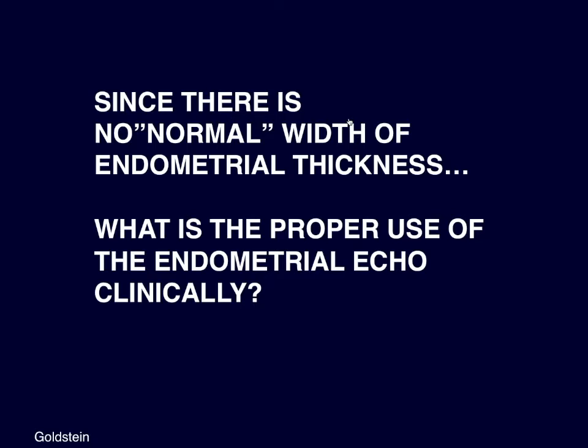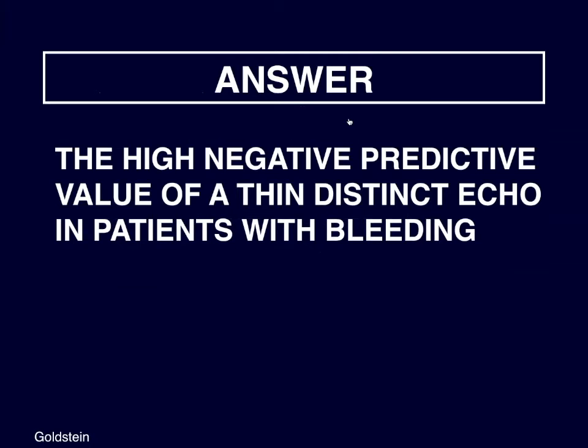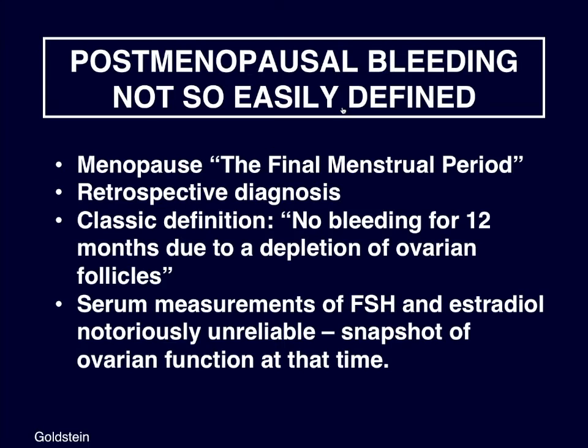So since there's really no normal width of endometrial thickness, what would be the proper use of the endometrial echo on transvaginal ultrasound as we want to think of it clinically? The answer is the high negative predictive value of a thin distinct echo in patients with bleeding. Now, it's essential that you realize this is in patients with bleeding. Well, postmenopausal bleeding is not so easily defined. I mean, menopause is the final menstrual period, and obviously it's a retrospective diagnosis.